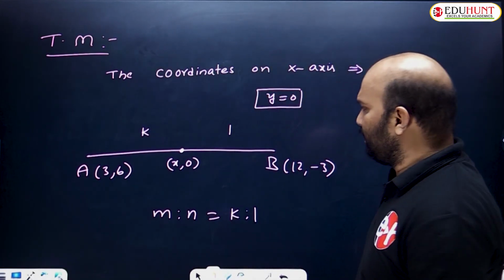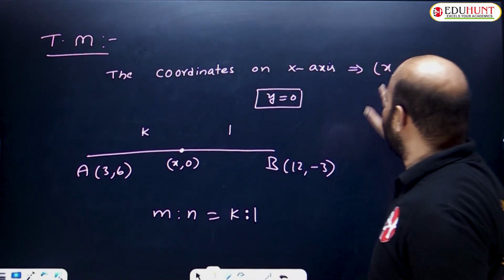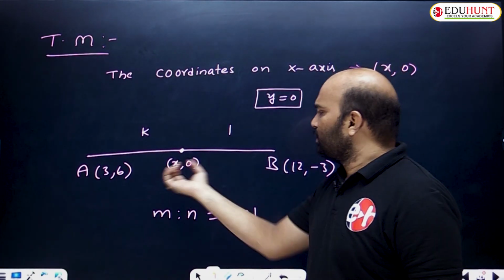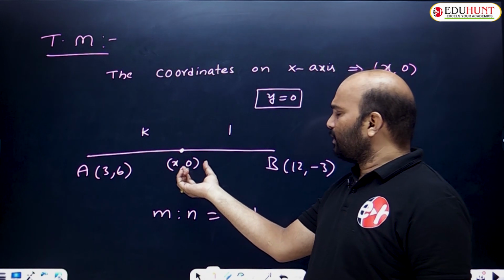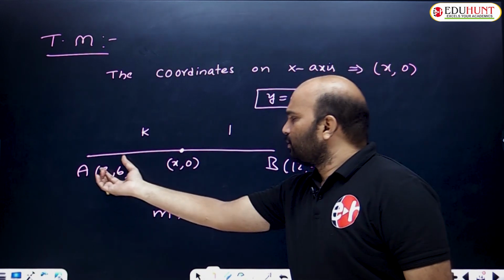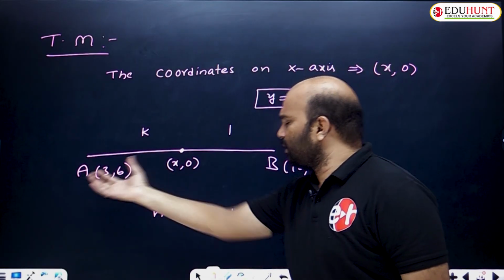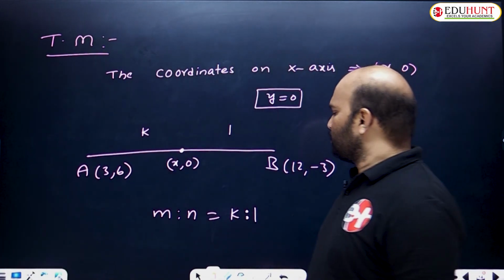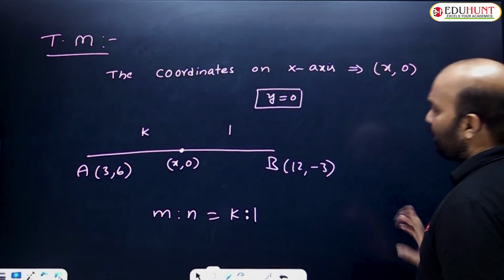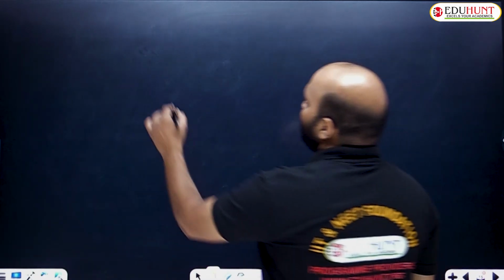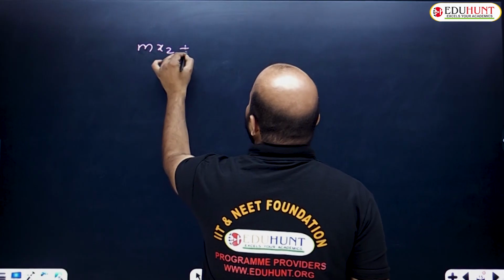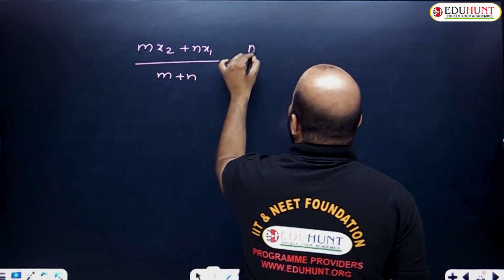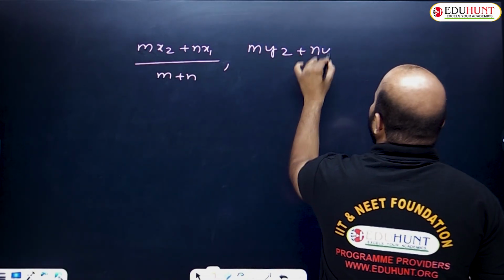So clearly we need to verify it. The coordinates on the x-axis are (x, 0) because on the x-axis y equals 0. That means the point (x, 0) divides the line joining points AB in the ratio k:1. So let me take k:1. By using the section formula, what is the section formula? (mx2 plus nx1) by (m plus n), (my2 plus ny1) by (m plus n).